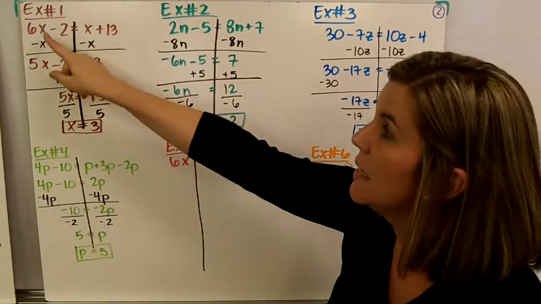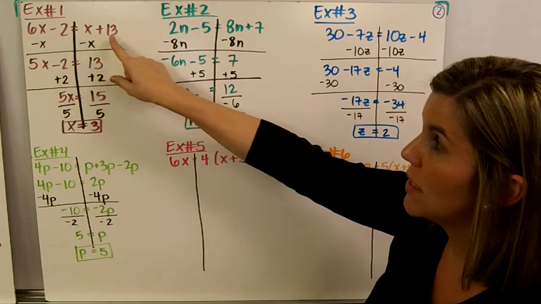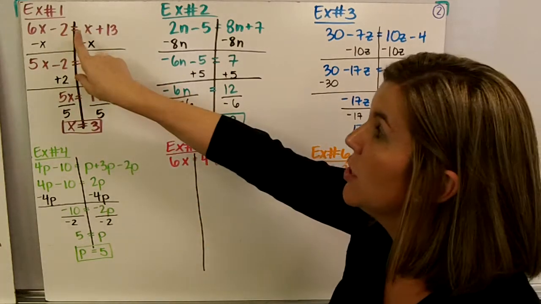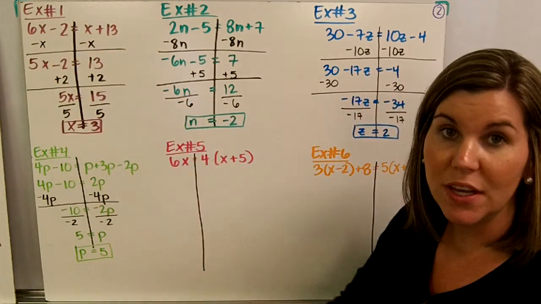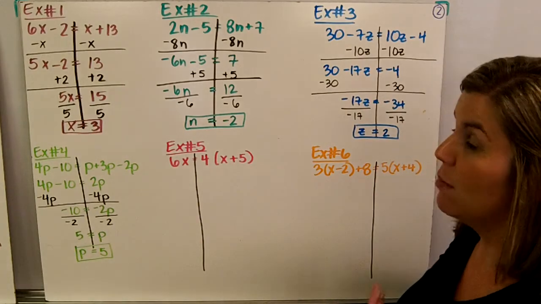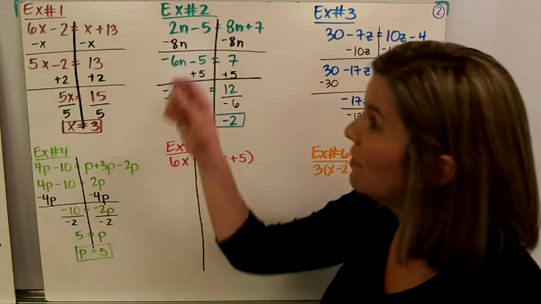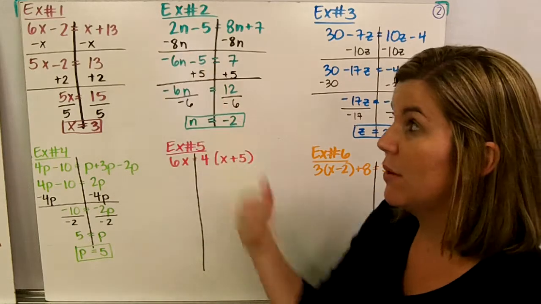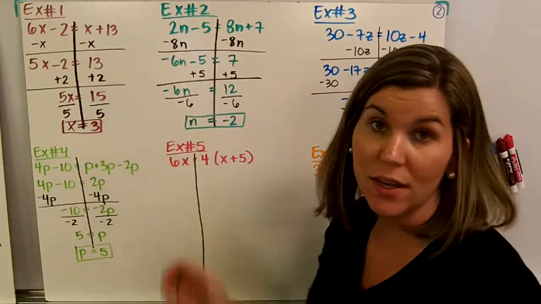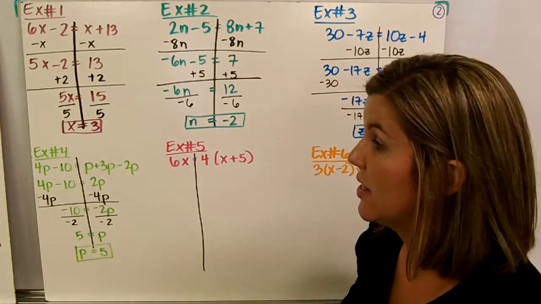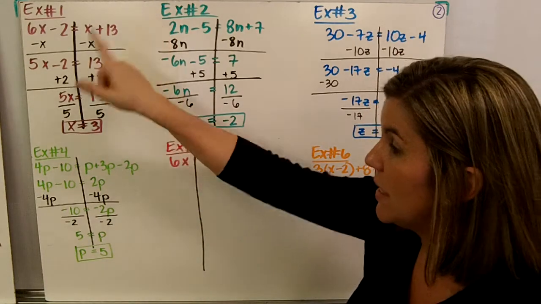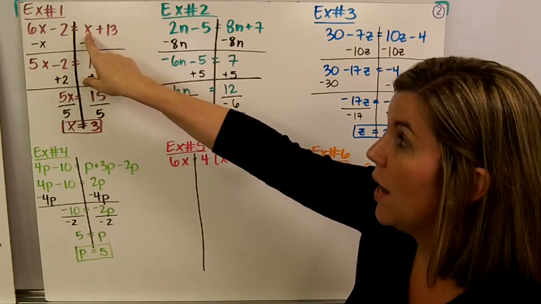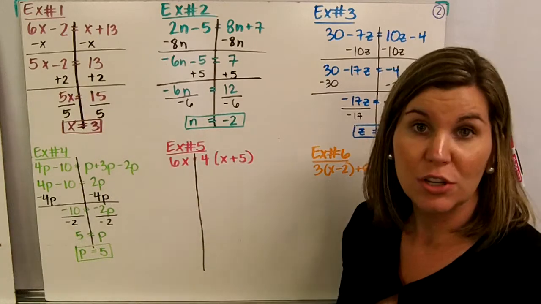Example number 1, 6x minus 2 equals x plus 13. So we have x's on both sides of the equal sign. We need them all to be on one side. We don't have to distribute, which was step 1, because we don't have that in this problem. We again don't have any fractions, so we can skip step 2. And step 3 says get the variable on one side. So I'm going to move my variables to the left.